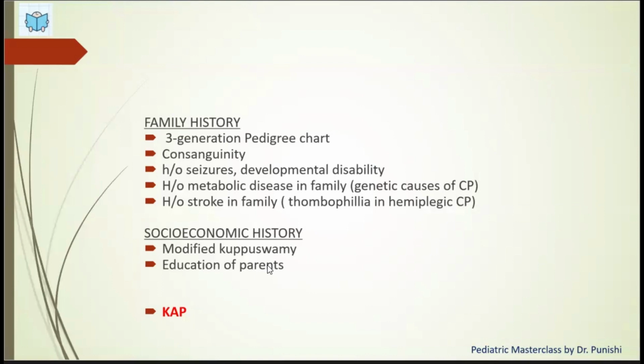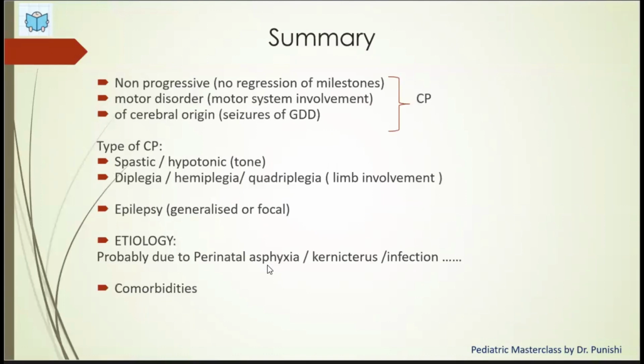So after all of this history, starting from the chief complaints till your socioeconomic history, how are you going to summarize? This becomes very important. Your summary in this case becomes super important. So let's just pay attention to that. At the end, I will summarize this as a case of non-progressive motor disorder of cerebral origin. Now, why am I saying these points?